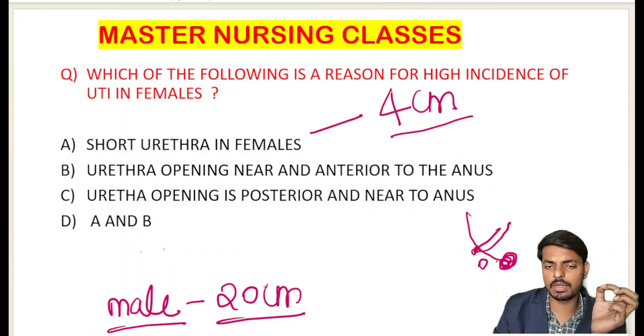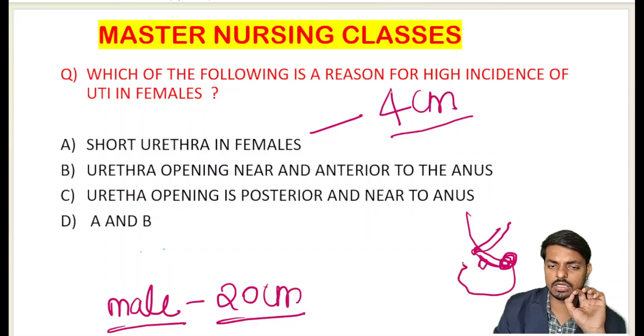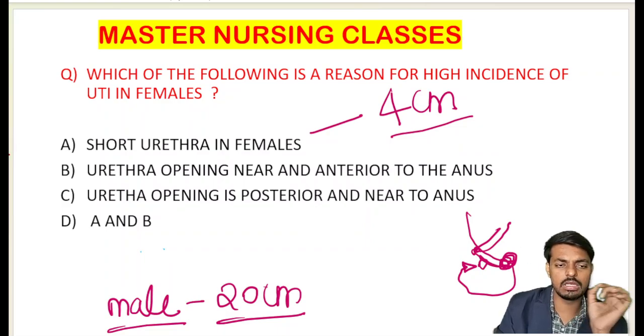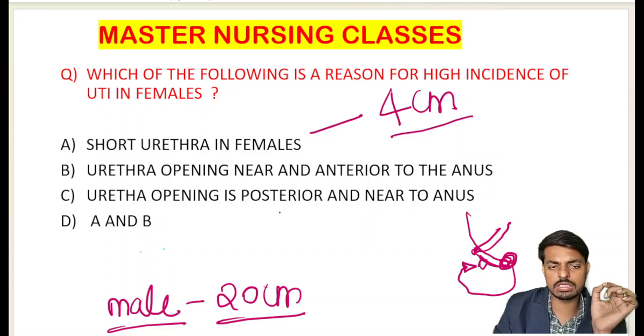So this urethral opening is very, very near to the anal canal as compared to the male, and there is contamination, which increases the risk of urinary infection in the female. Very, very important. One more concept: the urethral opening is anterior to the anal opening and not posterior to the anal opening. Keep it in your mind. So option C says the urethral opening is posterior.